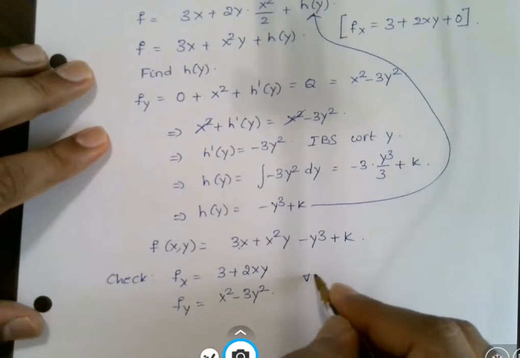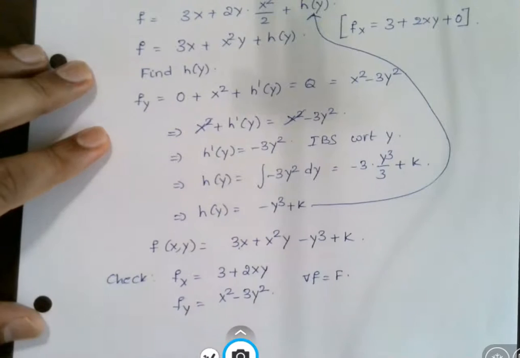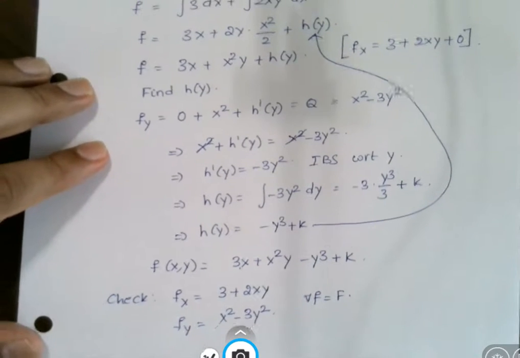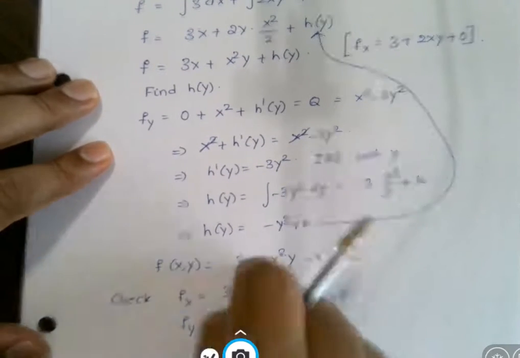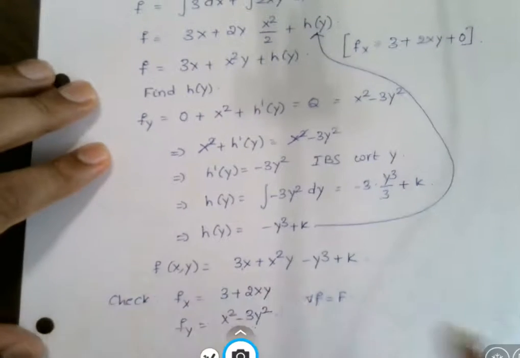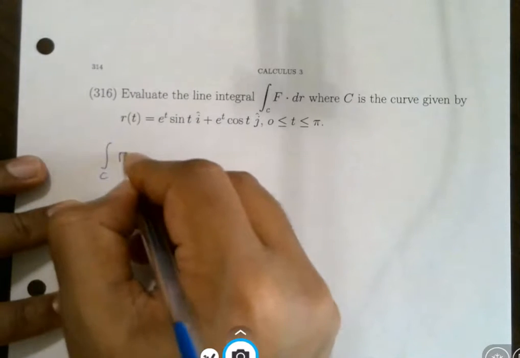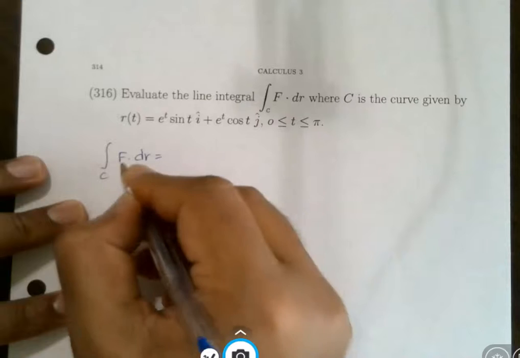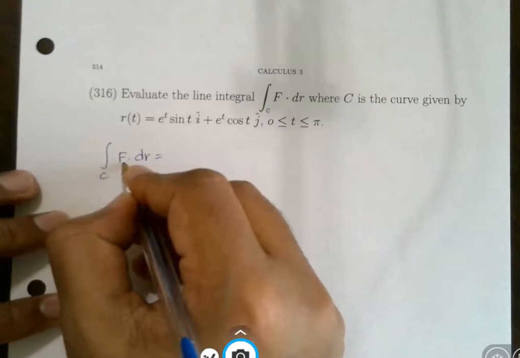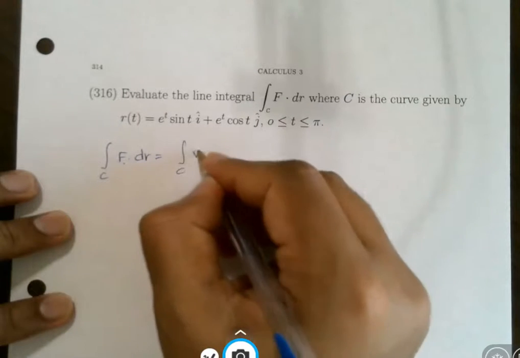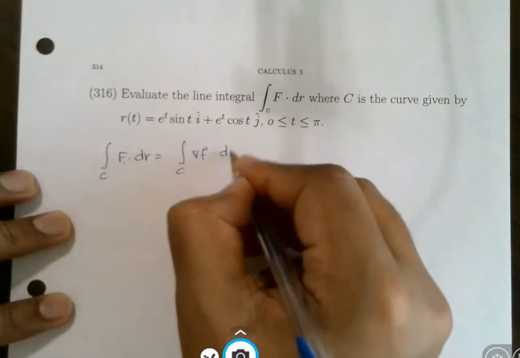So we know that the gradient of f is nothing but the conservative vector field F. If F is a conservative vector field, then you can find this, and we found this. Now you may ask why I am interested in finding such a thing. Because I want to find a line integral. So if I want to find the line integral of F dot dr, I know this is a conservative vector field, so I can write this as gradient f dot dr.